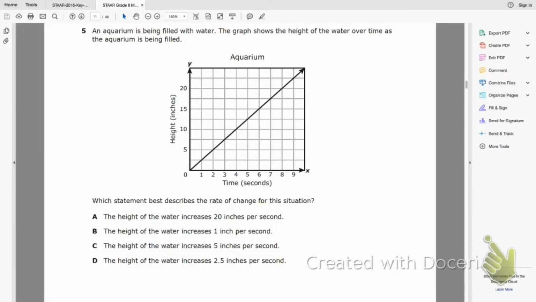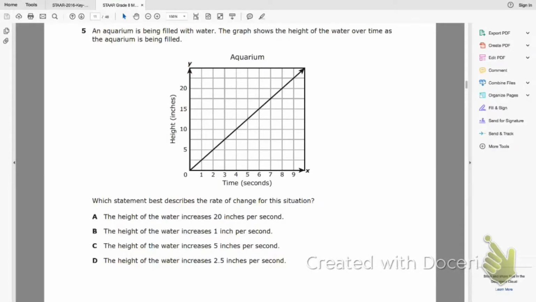So now we're going to look at question number 5 on the STAAR test. Just read the problem and look at the graph. Basically, we know this is our focal point, what we're paying attention to, so keep that in mind when we read the problem.